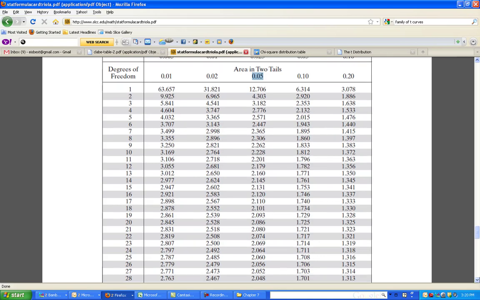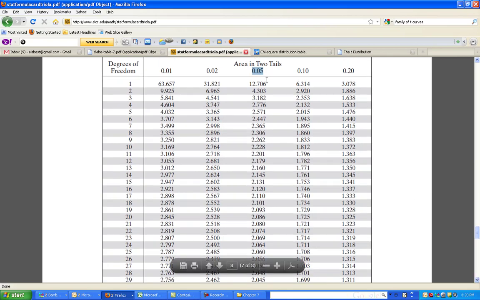Now, I'm going to follow this thing down. Let's see if I can get right on 29. Area in both tails is 0.025, which means t sub alpha over 2 is 0.025. And then I go to degrees of freedom, and I follow it across until I get to 0.025. And this is my critical value.